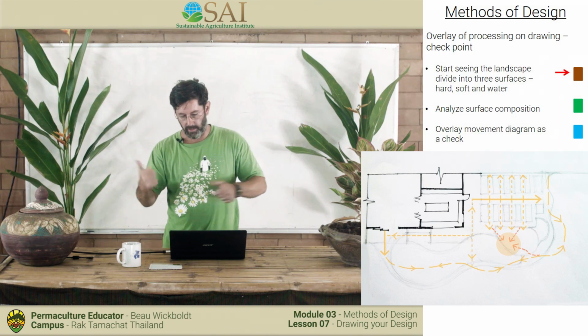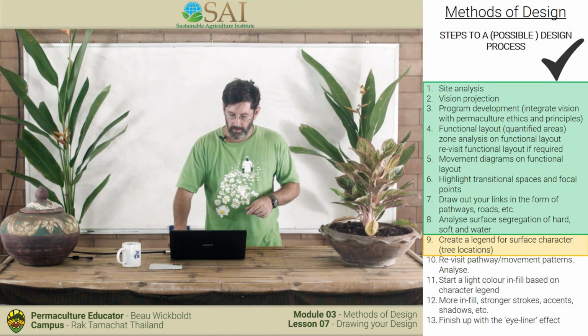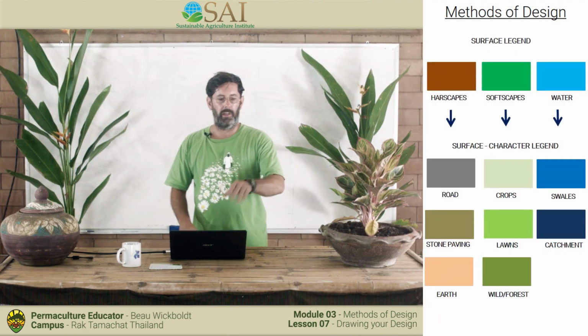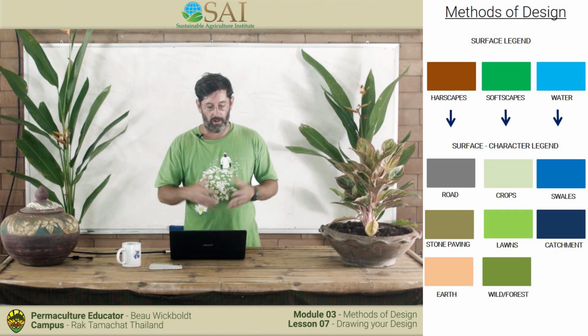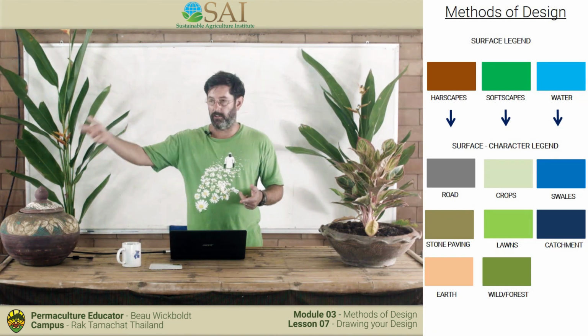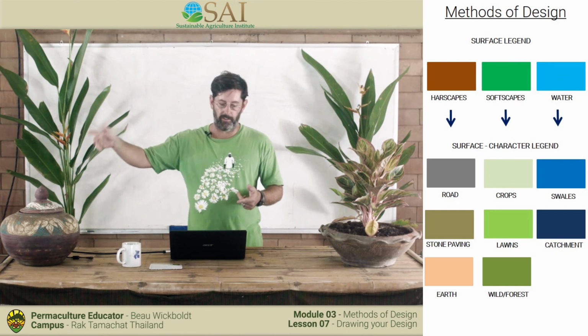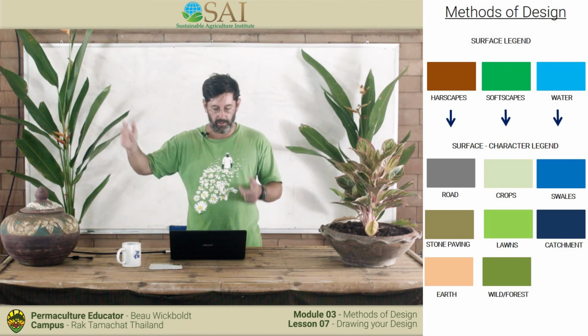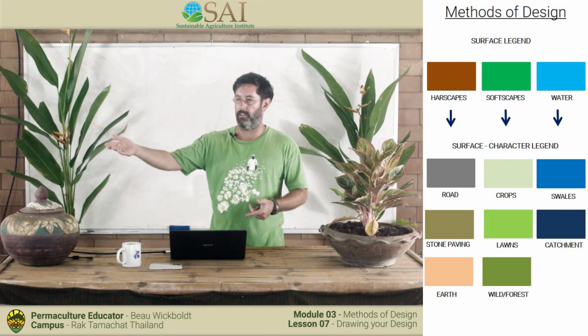So she checks it. Okay, everything's good. Next step, she's going to revisit those, and she's going to break the surface legend into hard surfaces. She has a character legend for those different types of hard surfaces, different types of soft surfaces, and different types of water. Swales versus catchment, for instance.